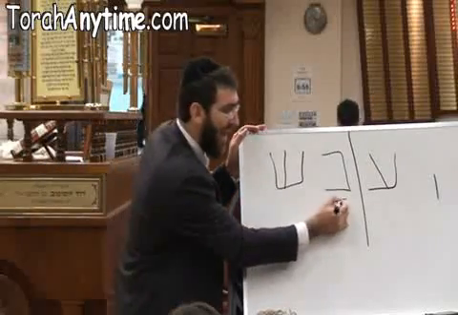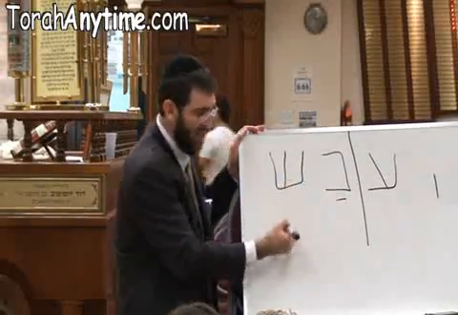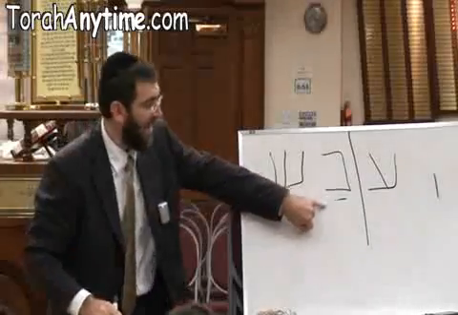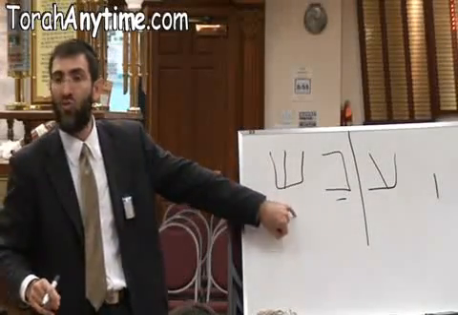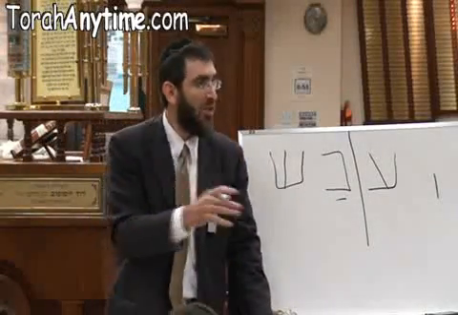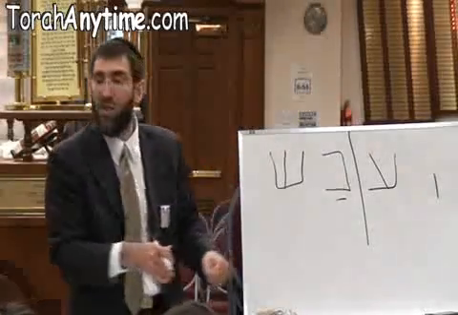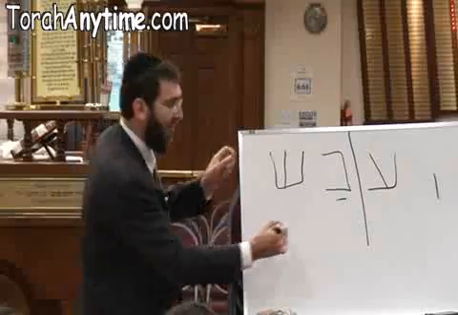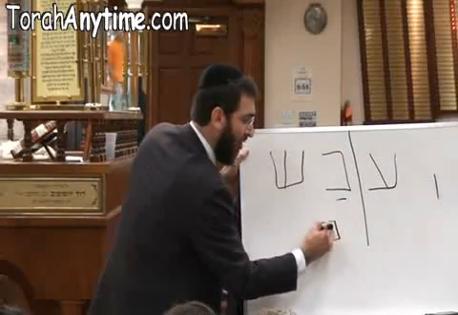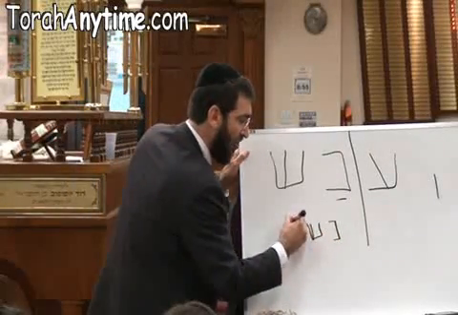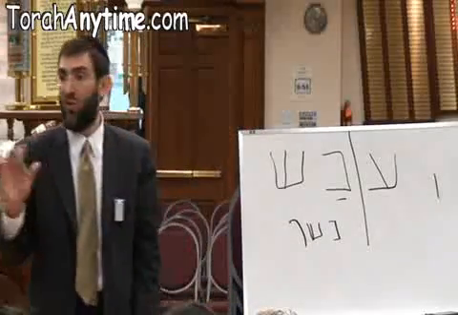This two-letter root, nash, the nun means something, the shin means something, but for tonight's discussion, let's just analyze it as a root. Nash. Well, how do I know what this root means? Well, let's look for the consistency. Let's try to discover this root in other words in the Hebrew language. We have a word, nesher. What's a nesher? A nesher is an eagle.